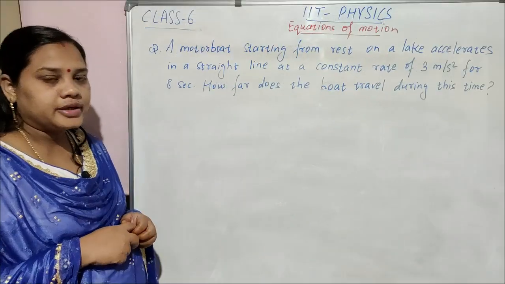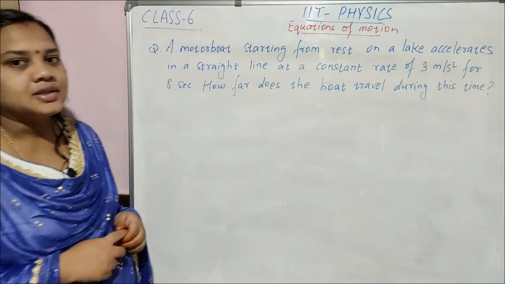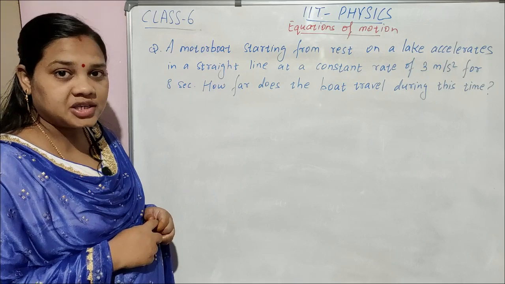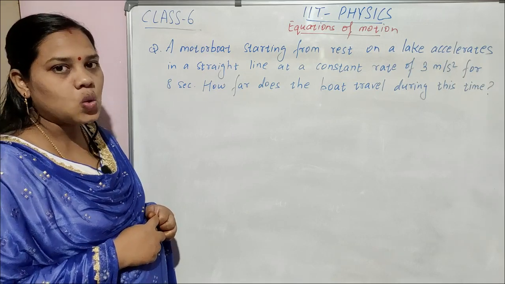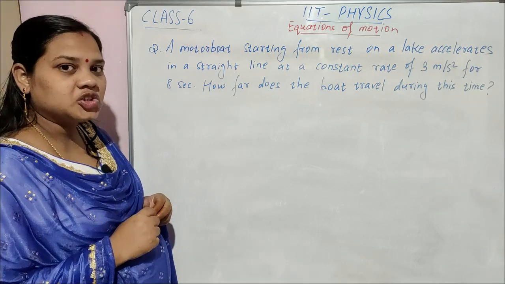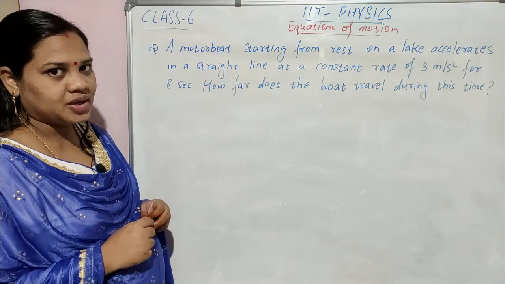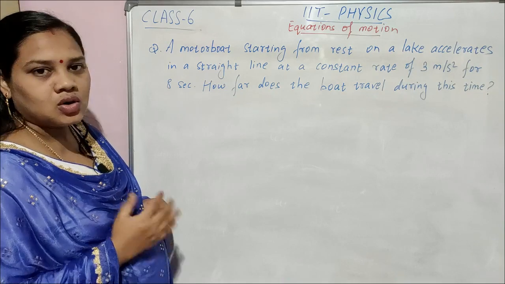Now children, the second equation of motion, that is the displacement time relation. S is equal to ut plus half at square. Based on the second equation of motion, we will do one sum. You can see a sum on the board.